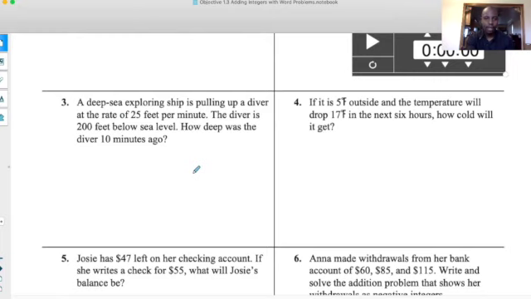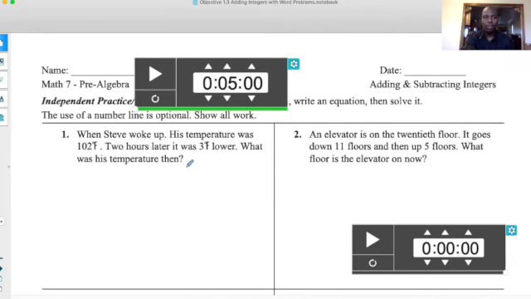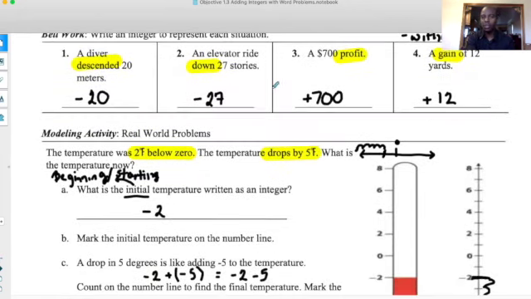All right. So take your time, read through them all, complete the independent practice, and complete the homework. And I'm looking forward to seeing all your completed work.